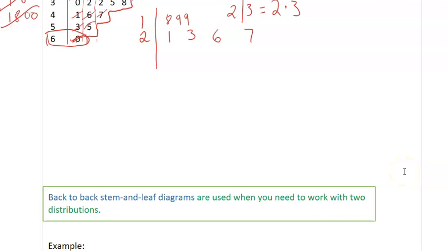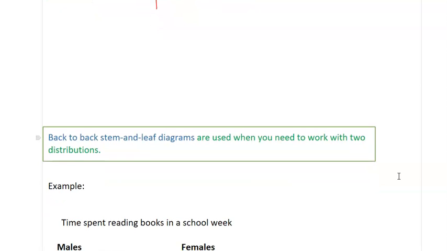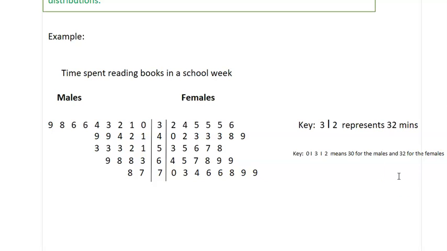So that brings me to a back-to-back stem and leaf diagram. These are used when you need to work with two distributions. So have a look at this example here. Time spent reading a book. In this example, you do need a heading, okay? Because you now have two stem and leaf diagrams back to back. That's literally what it's saying.